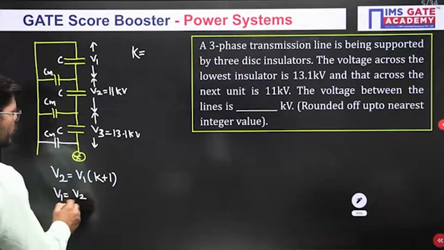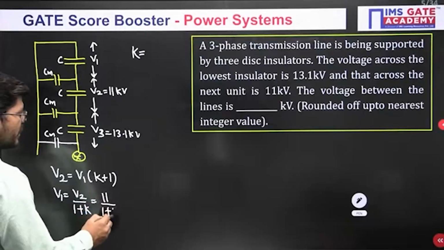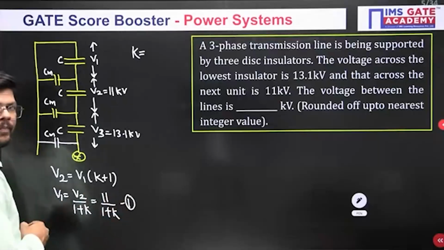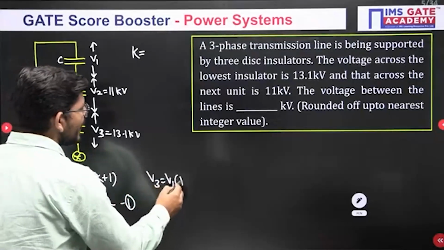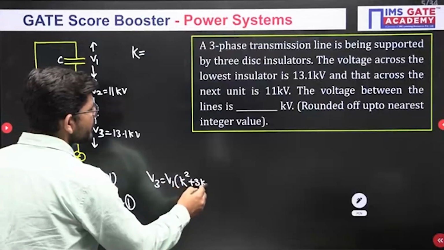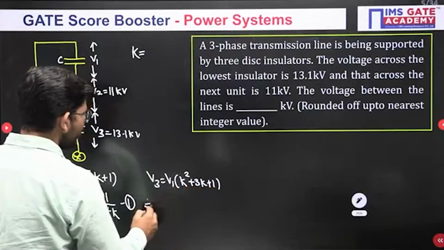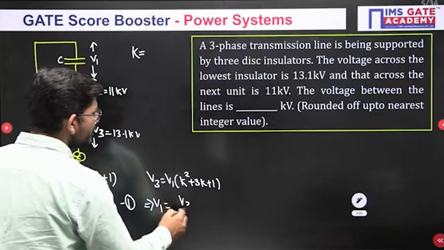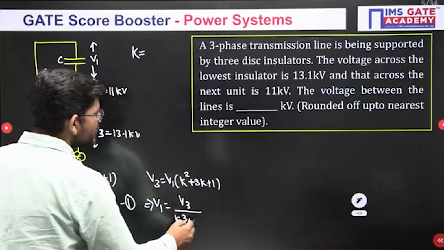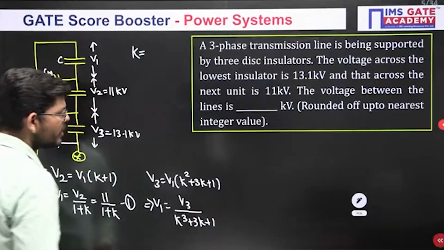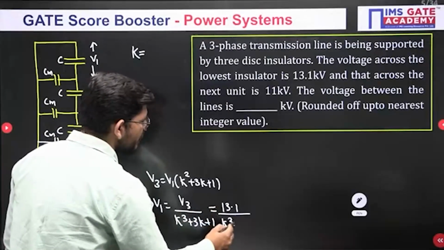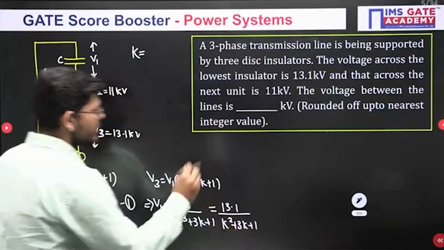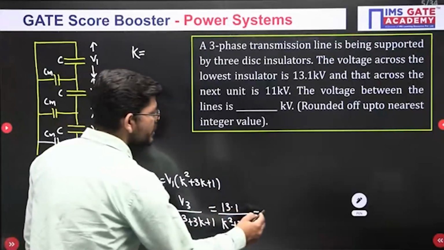It will be V2 over (1 + K). What is given as V2? 11 upon (1 + K). Let me call this equation number 1. Similarly, if we apply V3, which is V1 (K² + 3K + 1), from here what will be the value of V1? It will be V3 upon (K² + 3K + 1). Now V3 is given, 13.1 divided by (K² + 3K + 1). Okay, let me call this equation number 2.